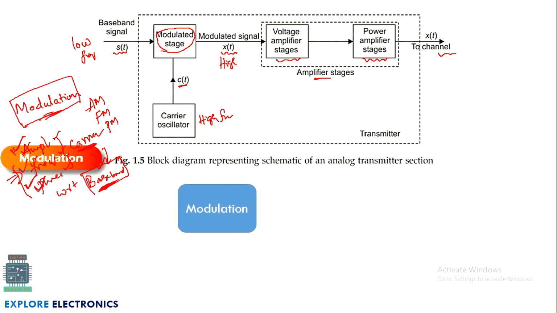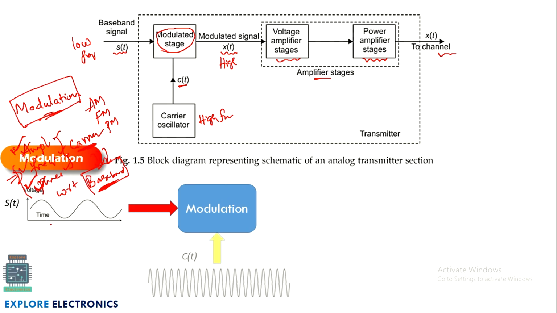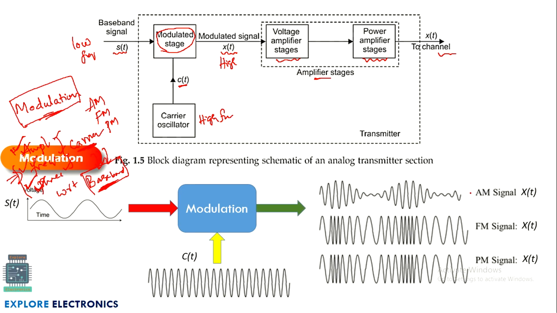So modulation, in the sense, we will have an input, meaning the baseband signal, and a high frequency carrier signal. It will be modified into these three signals. It can be AM if the amplitude of the carrier is varying. You can observe here, this is the amplitude of the carrier. Now it is changing with respect to the input signal, meaning with respect to the baseband.